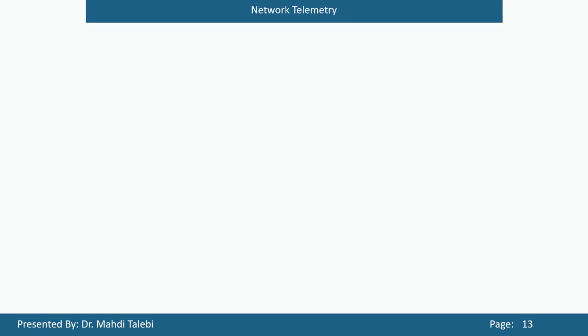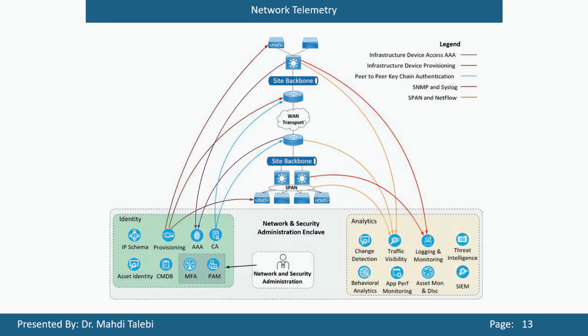In a zero-trust security model for network architecture, each component plays a crucial role in safeguarding the infrastructure and ensuring the continuity and integrity of network operations. At the core of the system, we focus on identity management and access control mechanisms. These include IP schema, asset identity through a configuration management database, CMDB, multi-factor authentication, MFA, and privileged access management, PAM. This ensures that only authorized devices and users can interact with the network.